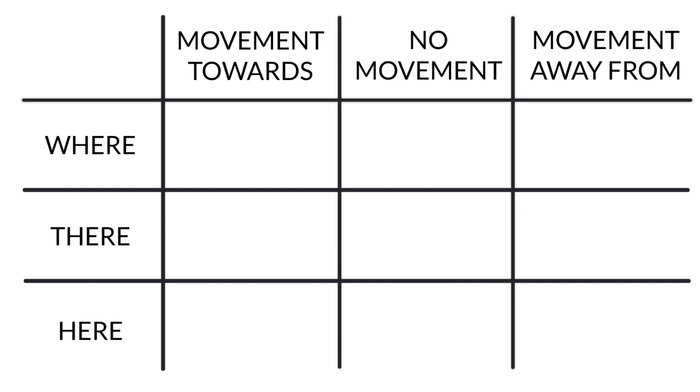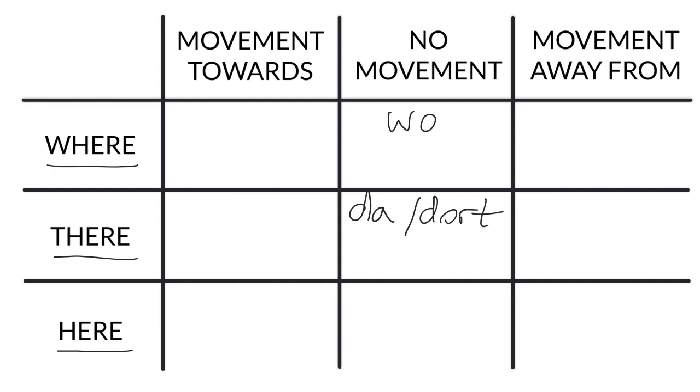Now, one of the most important and common contexts where you see her and hin is these three words: where, there, and here. And you probably know these words in German. Where is wo. There, well, a more general word for there is da, and a more specific one is dort. And the word for here is hier.